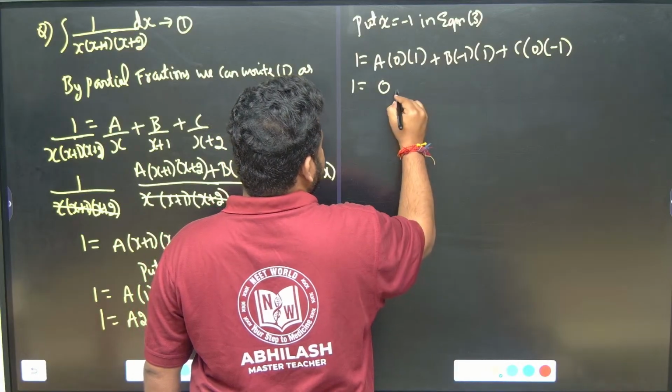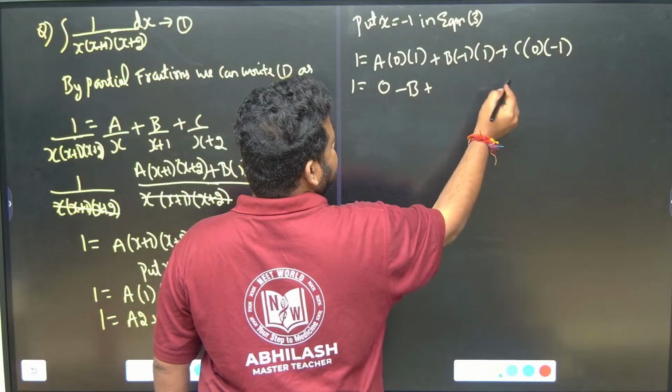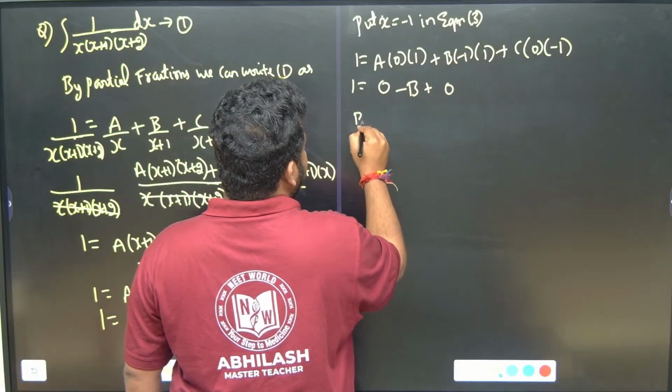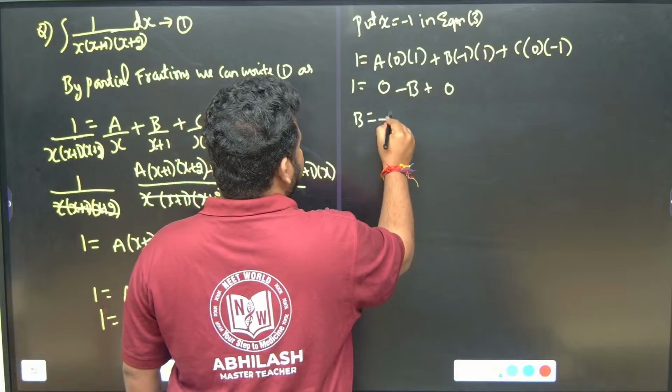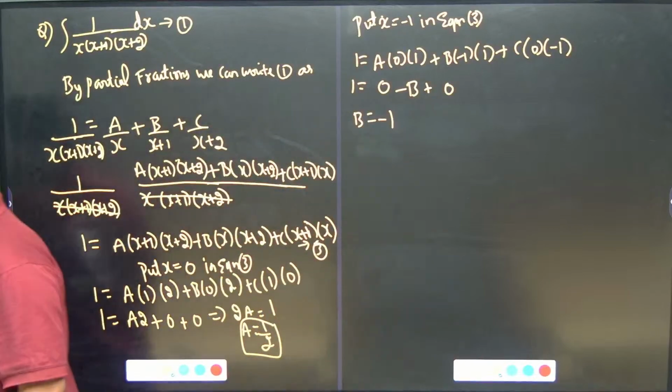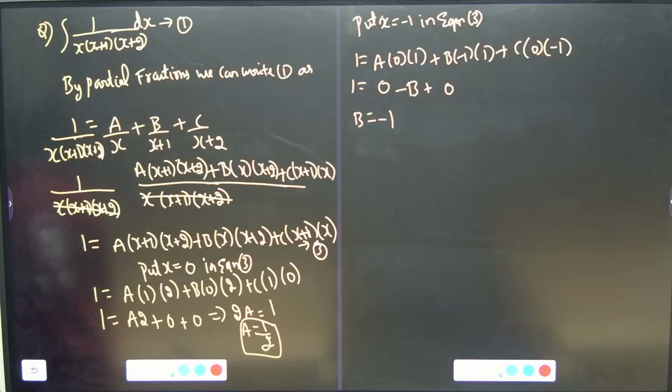I will have minus B plus C into 0 into minus 1 is 0 only. So I will have B is equal to minus 1, friends. This is the way of solving by partial fractions. Clear? So we got the value of B. B is equal to minus 1 we got.